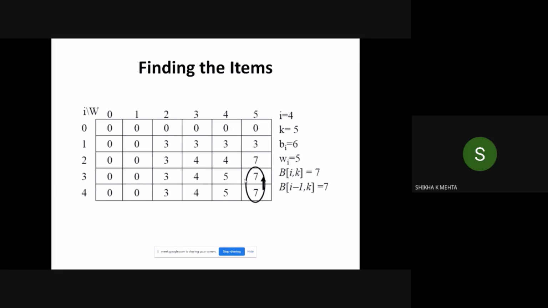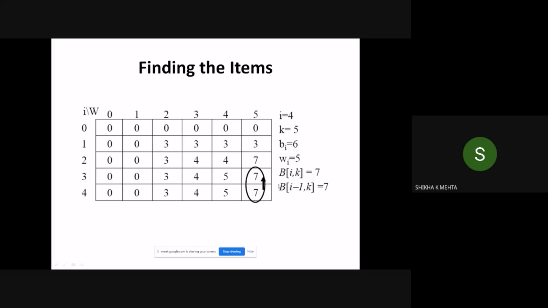So these two items are 7, and the algorithm says if they are not equal, only then we will be keeping the ith item. This is the ith item, the last fourth item. Only then we will be keeping the fourth item in the knapsack. So WI is basically the weight of the fourth item that we have seen.